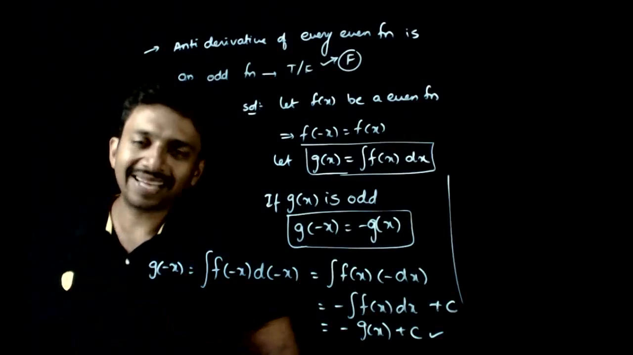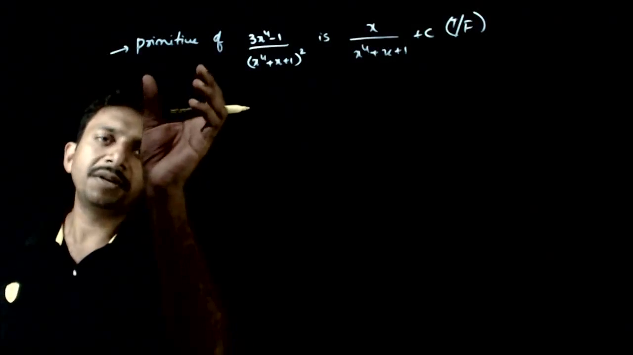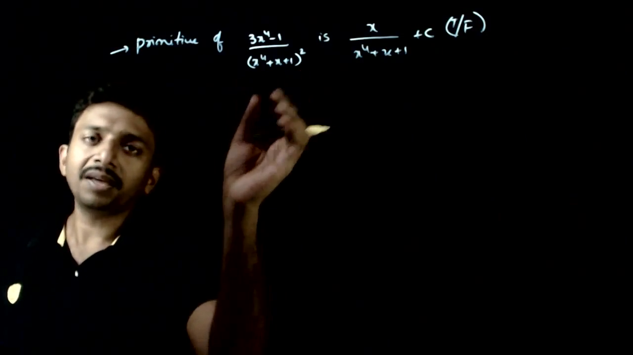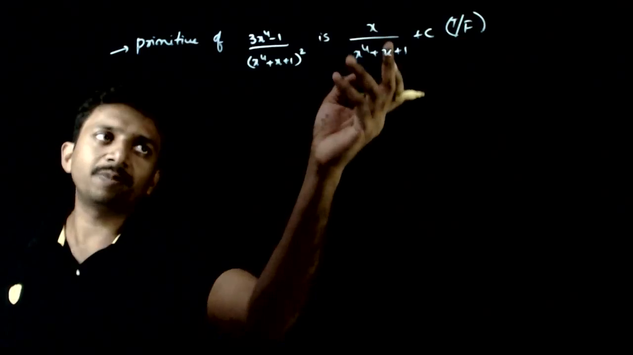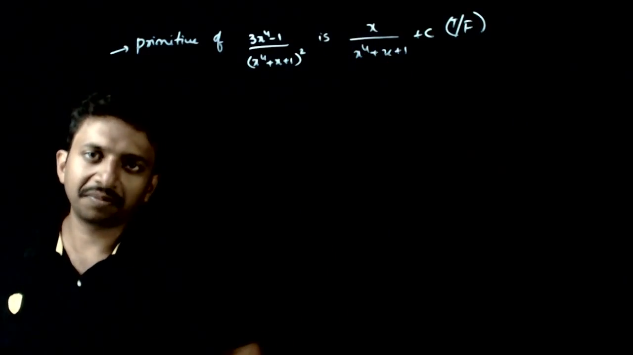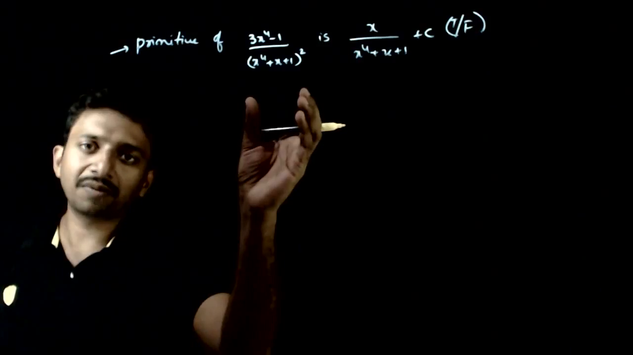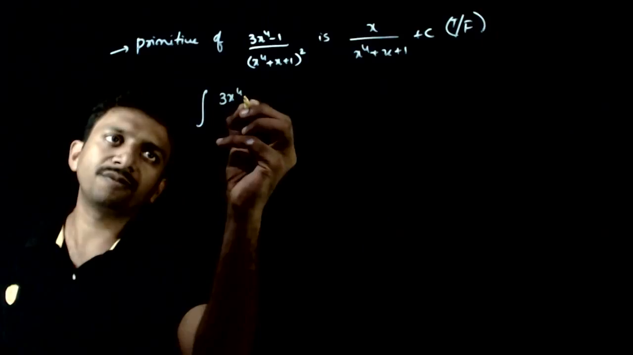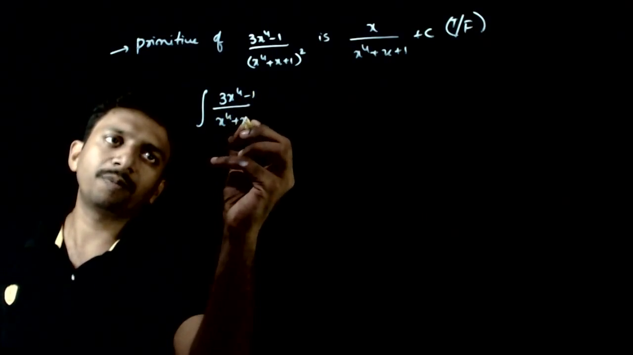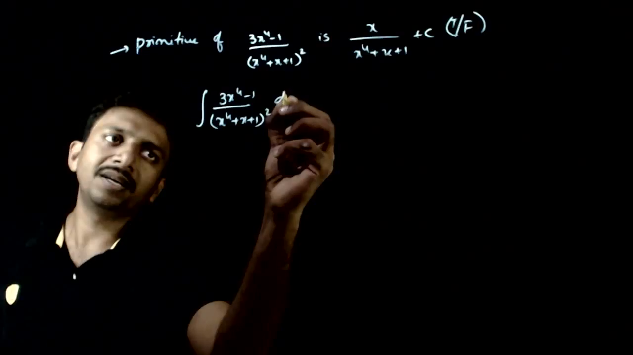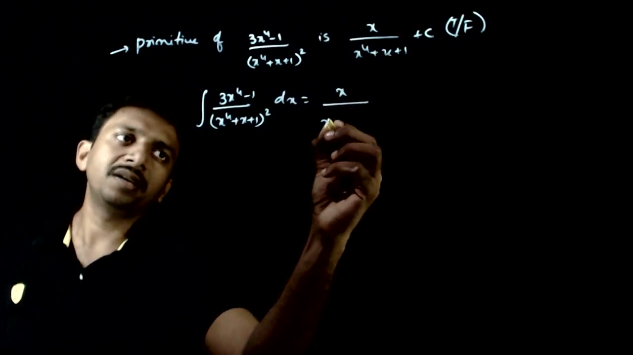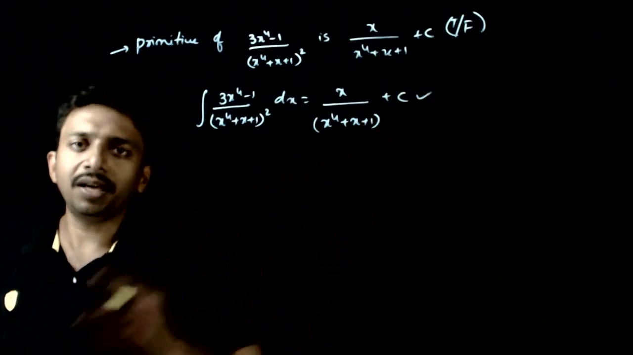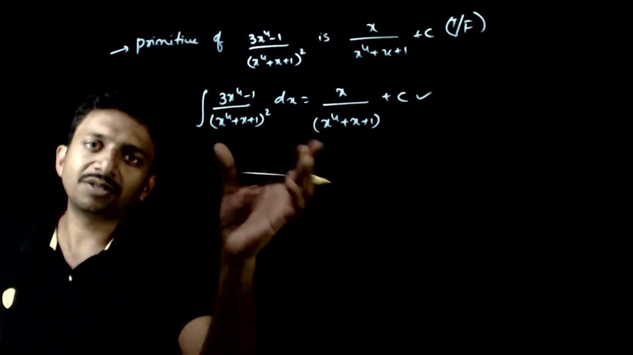Now let us go to the second statement. In this statement you are asked to see whether the primitive of 3x power 4 minus 1 by x power 4 plus x plus 1 whole square is x by x power 4 plus x plus 1. So you have to check whether integration of 3x power 4 minus 1 by x power 4 plus x plus 1 whole square dx is equal to x by x power 4 plus x plus 1 plus c or not. So you have to check whether this is true or false.